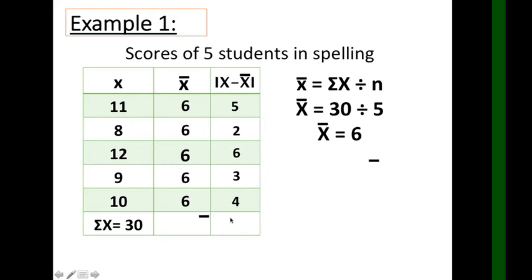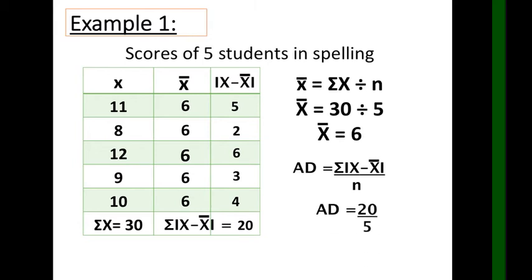Now, get the total and the answer is 20. That is the summation of these values. So we have the summation of the absolute value of x minus the mean, which is equal to 20. Now, to solve for the average deviation, we have the formula: summation of the absolute value of x minus mean over n. And we have 20 divided by 5, and the answer is 4. The average deviation of the scores of the 5 students in spelling is equal to 4.